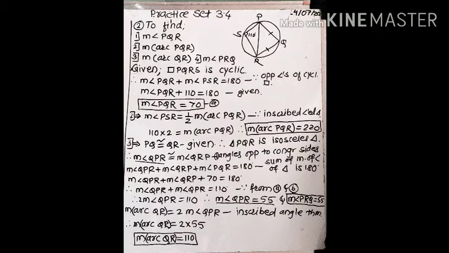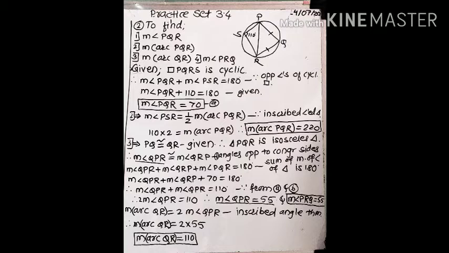Now the third case, the measure of arc QR. To find the measure of arc QR, what do we have to do? We are given PQ is congruent to QR. Therefore, from the figure, triangle PQR is an isosceles triangle, and as we know, in an isosceles triangle, the angles opposite the congruent sides are also congruent. That's why angle P and angle R in triangle PQR are congruent.